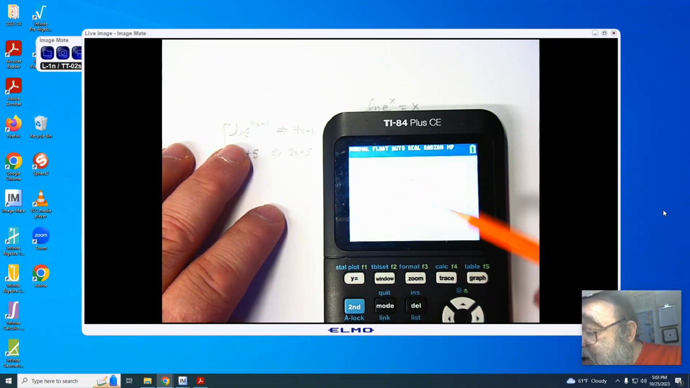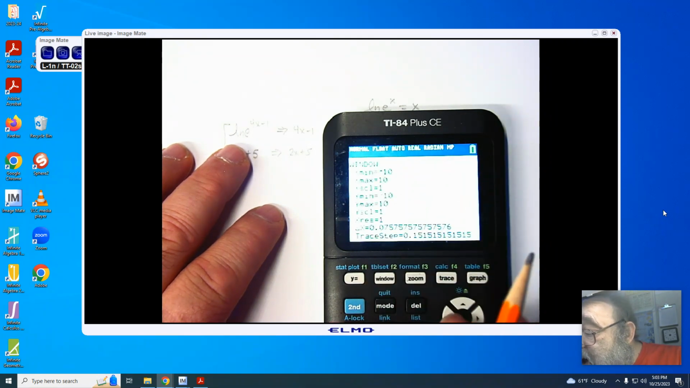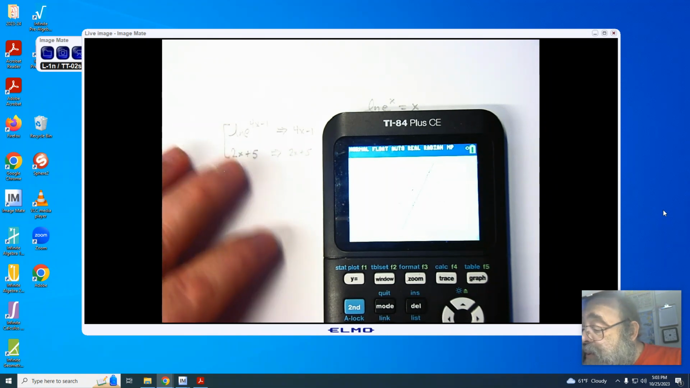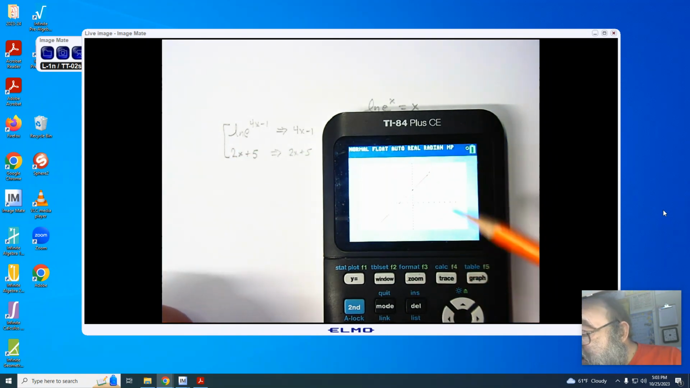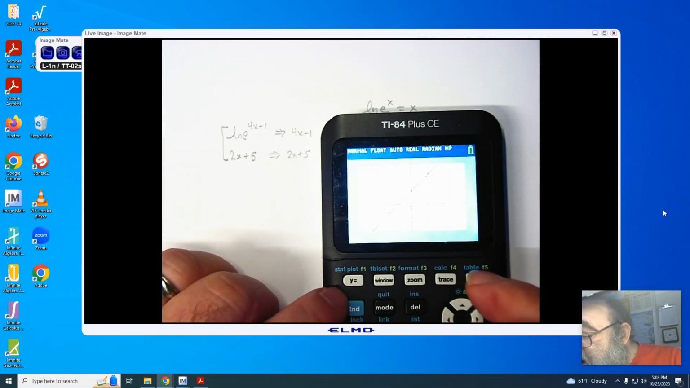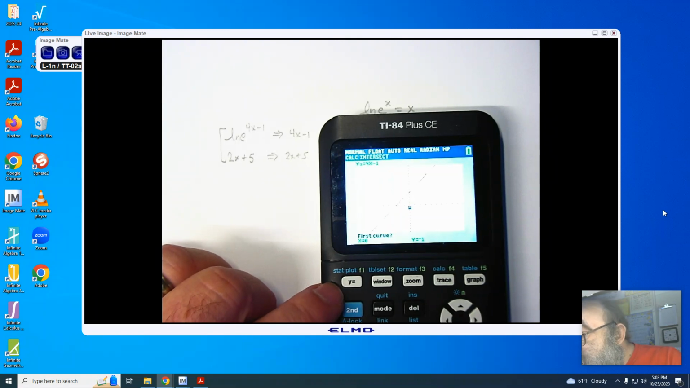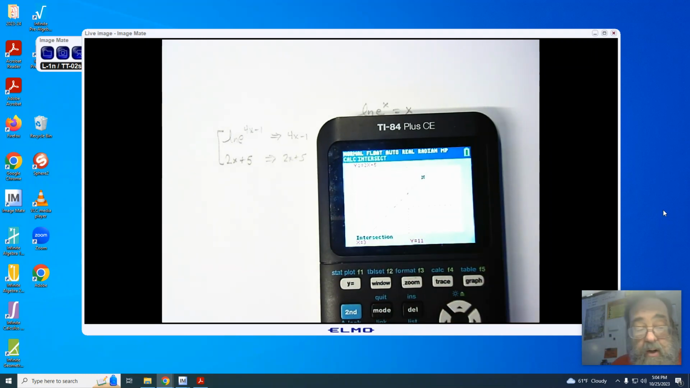Now the intersection is just out of our reach, so I'm going to change my window so that my y's are a little bit larger. Now I can see the point of intersection, and you can see the magenta line covering it again, so we do know they are equivalent. I'm going to go second trace, find intersection 5, between my first and second lines. And the intersection is at 3, 11.